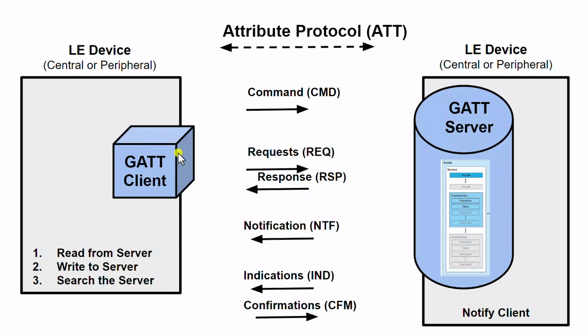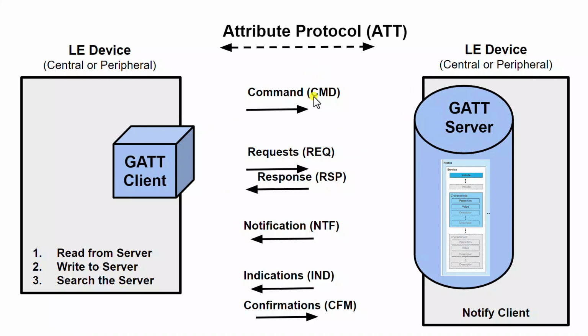The client drives everything pretty much, so the client can issue commands over the air, it can issue requests for data or information, and when it issues a request, the GATT server, your device, has to respond back. You can also, if the client's enabled, issue notifications when values have changed. You can also have indications when values have changed, where the client needs to confirm that it got those. And the basic flow is the client reads from the server, writes to the server, and it can search the server. Those are the interactions it can have.